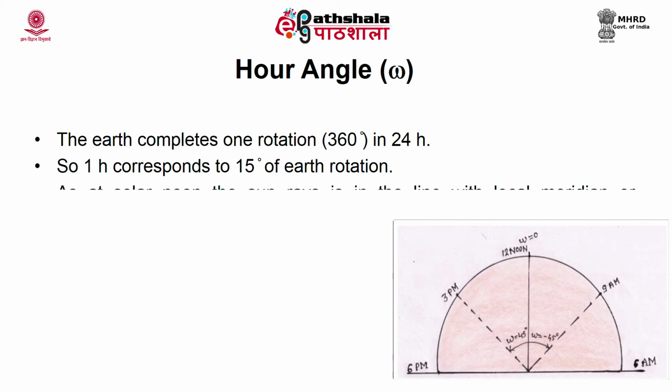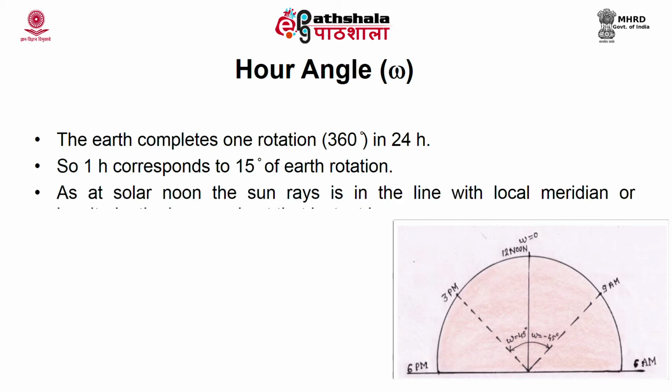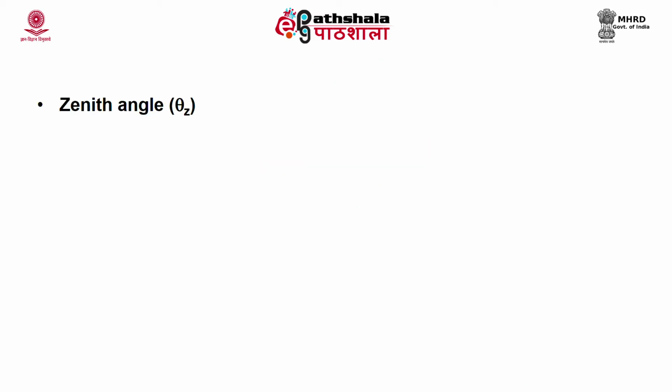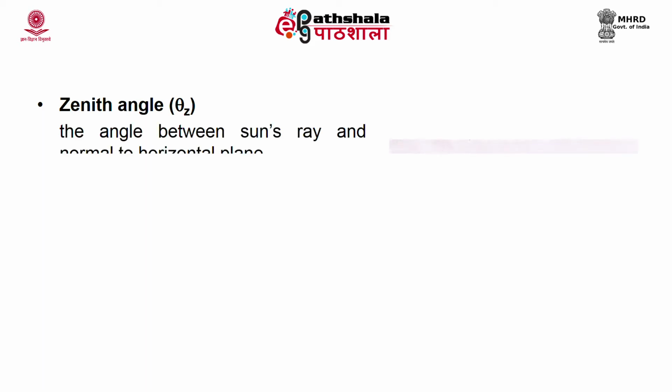At solar noon, the sun's rays are in line with the local meridian or longitude. The hour angle at that instant is 0, and it is calculated as (solar time minus 12) times 15 degrees. So, this is the hour angle. The next is the inclination or altitude angle, which is denoted as alpha. It is the angle between the sun's ray and its projection on the horizontal surface. The zenith angle, which is denoted as theta z, is the angle between the sun's ray and the normal to the horizontal plane.